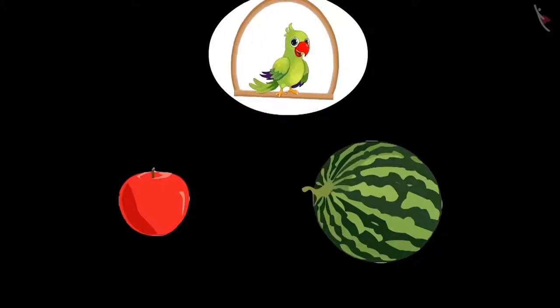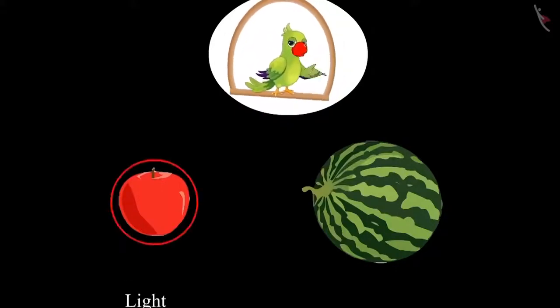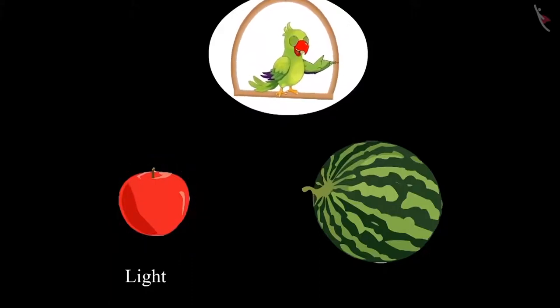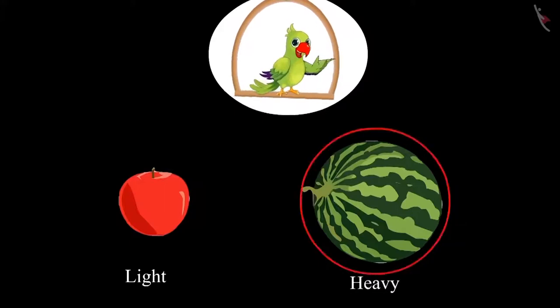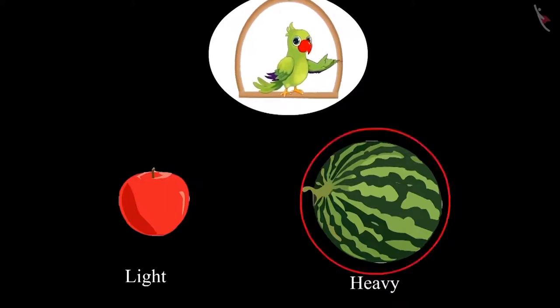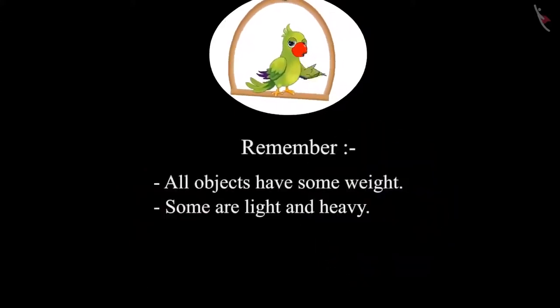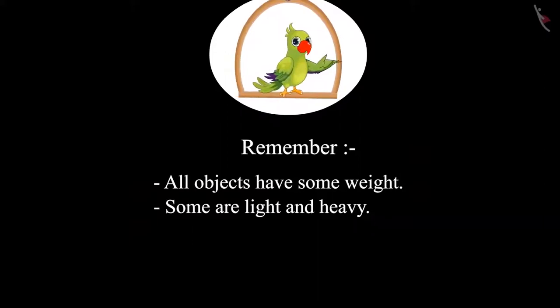Okay, Mummy. So children, did you see? Chotu could pick up the apple because the apple was light. But he couldn't lift the watermelon because it was heavy. This means all objects have some weight. Some are light and some are heavy.